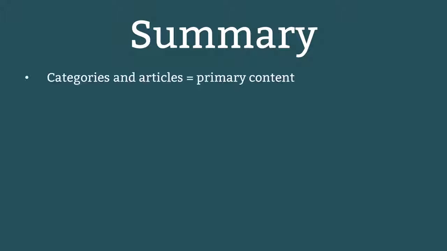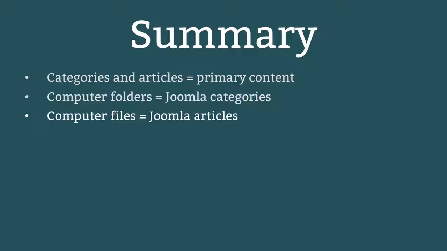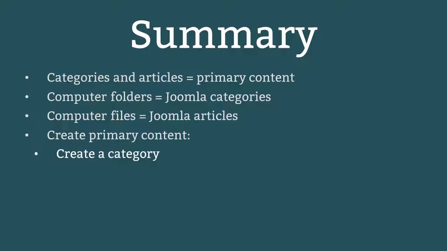Here is a summary of the major points covered in this lesson. These steps are relevant to creating primary content. The Joomla storage system is similar to your computer. Your computer has folders to store files. Joomla uses categories to store articles. There are 2 steps to create primary content. First, create a category, and then create an article and store it in that category. This lesson demonstrated the first part, creating categories.